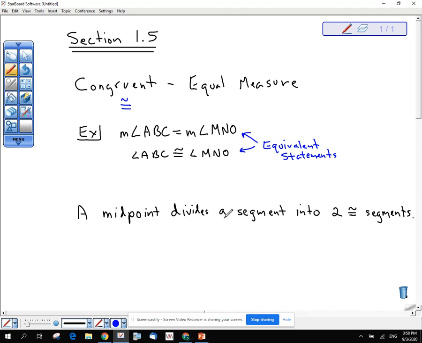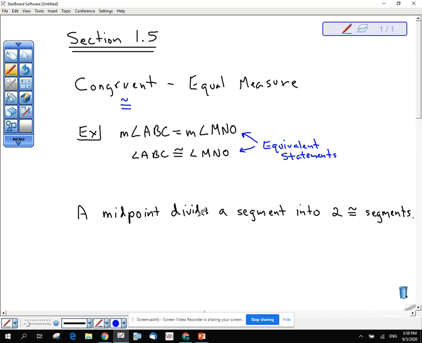And the point to this is not about that. Again, we're going to talk about the way we name angles, and we're going to be measuring angles in a different section too. But the point right now is that you know that the symbol congruent means that they have equal measure, as it says up here. So angle ABC is congruent to angle MNO means that their measures are equal.